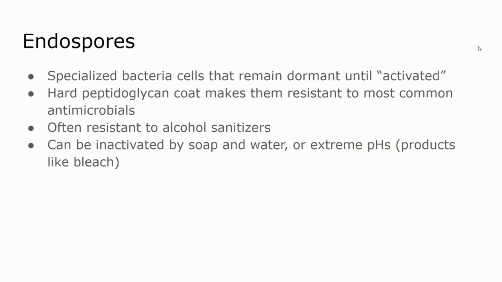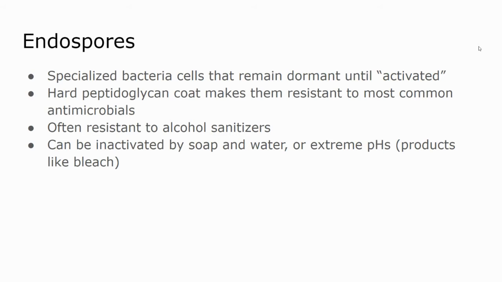So endospores, one of the last things we're going to talk about for bacteria here. Endospores are specialized sort of bacteria. They're produced by bacteria that are active, but they're a special one that can remain dormant, and they stay in really harsh environments and can survive all sorts of conditions: hot, cold, dry, wet, all sorts of things. But what allows them to do this is they have a really hard peptidoglycan coat around them that makes them resistant to not only these environments, but also really common antimicrobials like all alcohol sanitizers and such.